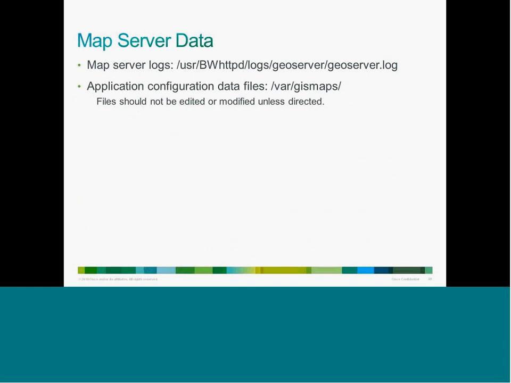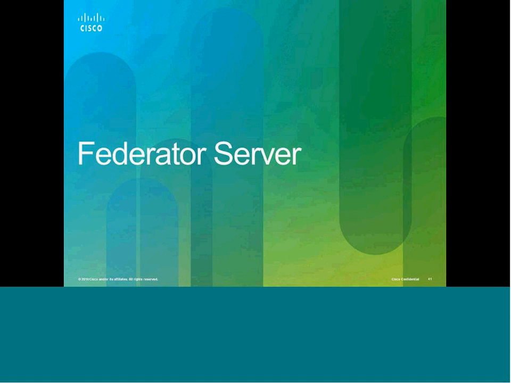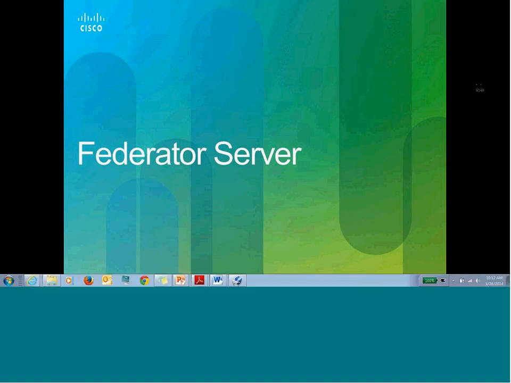Locations for log files for the map server: you would just log into your map server, same log directory, /usr/bw/httpd/logs, geoserver, geoserver.log. All data itself, camera positioning, all that good information is under /var/GIS maps. Do not touch it unless Mac is asking you to. So that is the end of the map session.